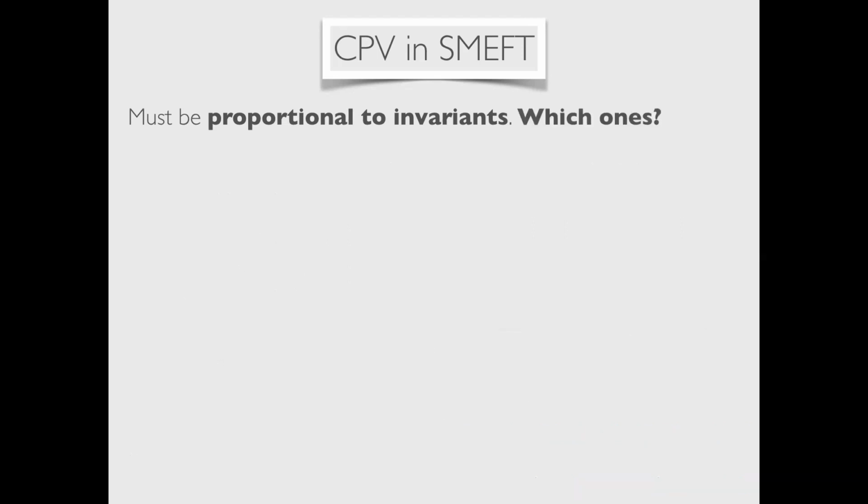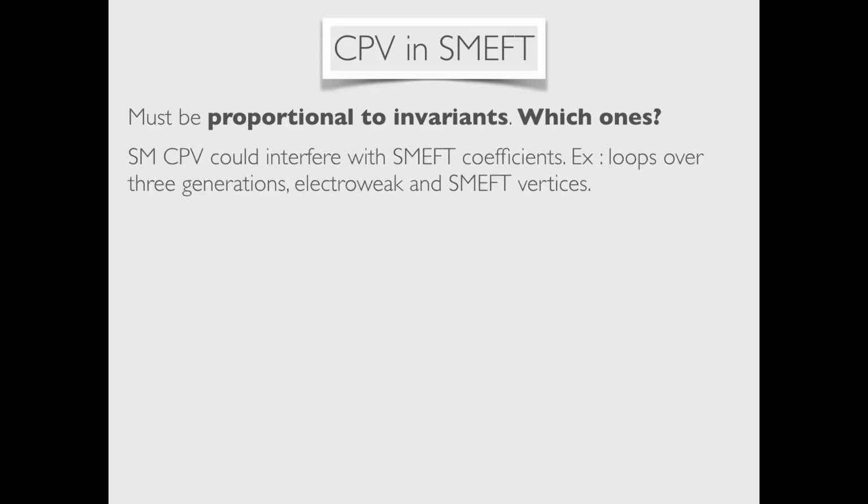Right. Okay. Something else I would like to say is that I said that the CP violation in the SMEFT is proportional to invariants, but you could ask which one. In particular, here I discussed the contribution of the new CPV quantities in the SMEFT, but the variation that comes from the standard model could interfere with the SMEFT coefficient. For instance, if you have loops over 3 generations with electroweak couplings and some SMEFT vertices, what you could get is something that violates CP because it's sensitive to the phase in the standard model, and that interferes with another coefficient of the SMEFT, which might not be part of the ones we associated to new sources of CPV.